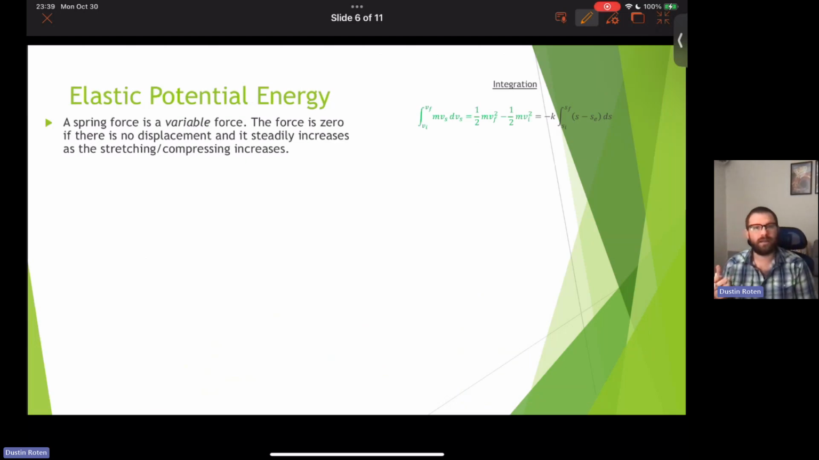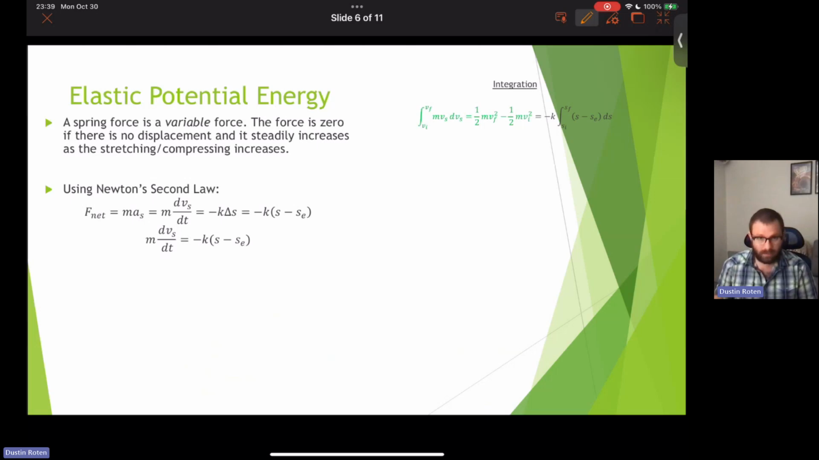Okay, so let's look at elastic potential energy. We have a spring force, which is a variable. The force is 0 if there's no displacement, and it steadily increases as the spring stretches or compresses. So we know that. Let's apply Newton's second law to this, just like we did in the last lecture.